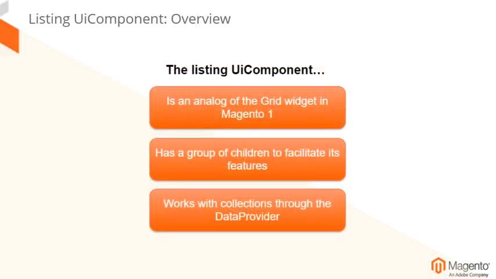The listing component is a component that has a group of children to facilitate its features, a component that still works with collections through the data provider. Note that this may change in future releases.